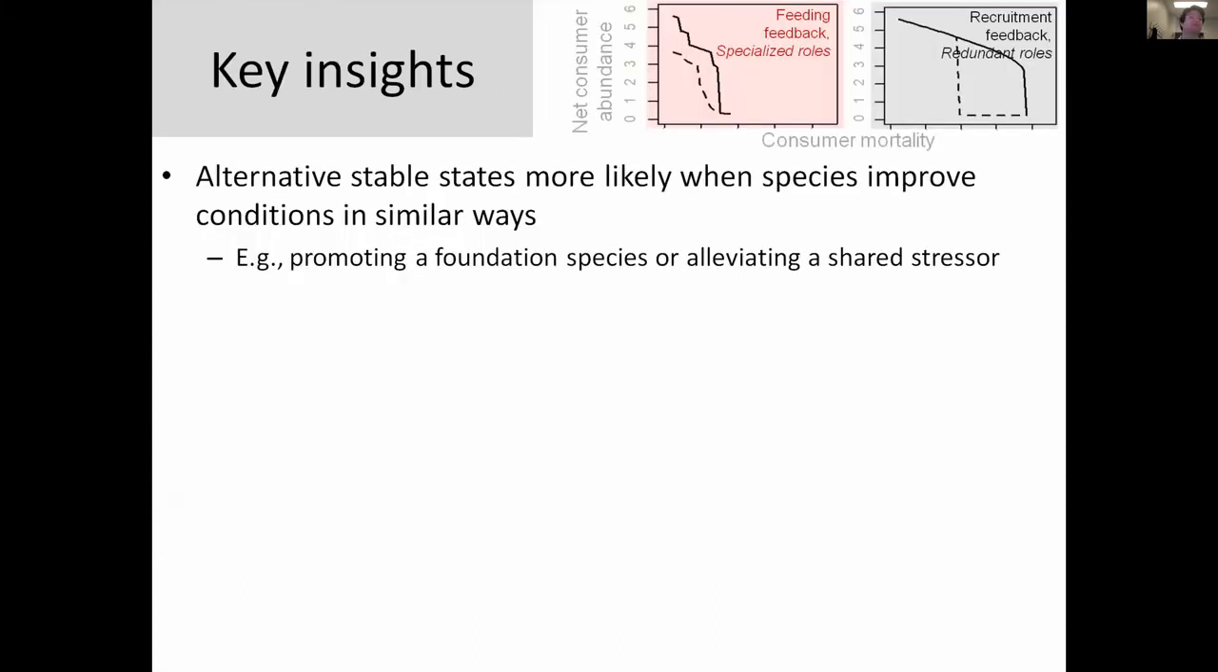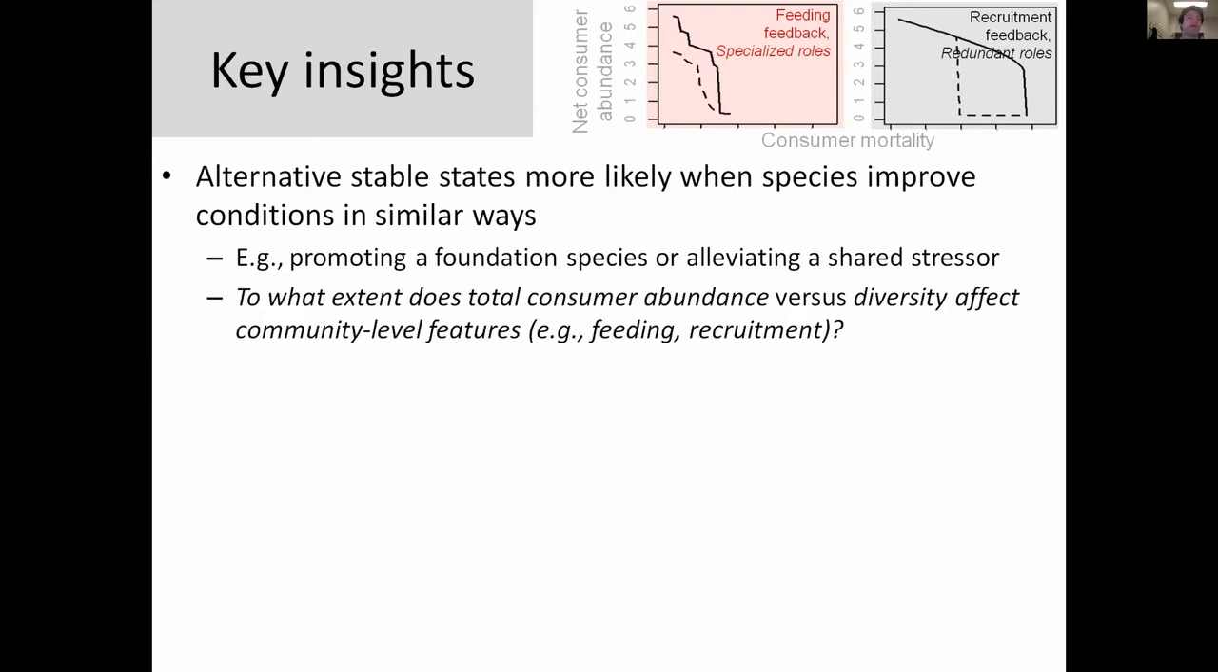So putting this all together, one thing I want to emphasize is that alternative stable states can happen in really diverse systems, and they're more likely to happen when species improve conditions in really similar ways. For instance, when you have many different herbivore species all promoting increasing coral cover on a coral reef. But again, to emphasize, there's this really wide range of mechanisms that we've highlighted in the literature that can lead to this.